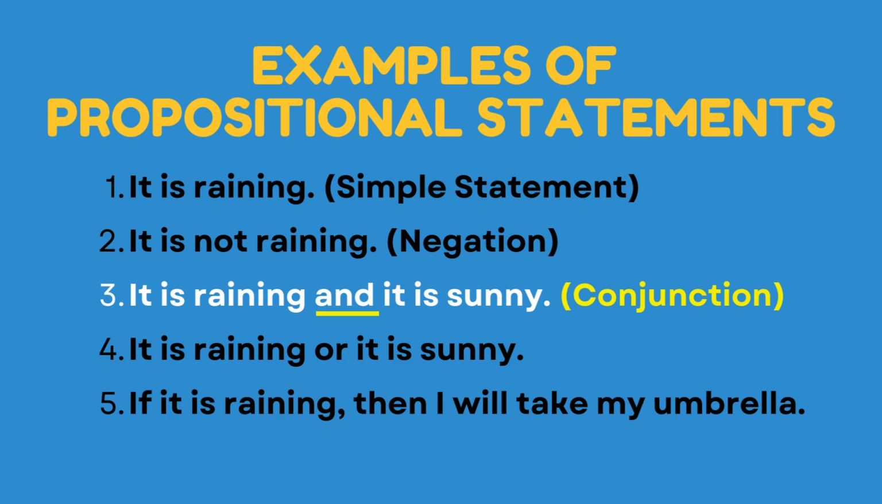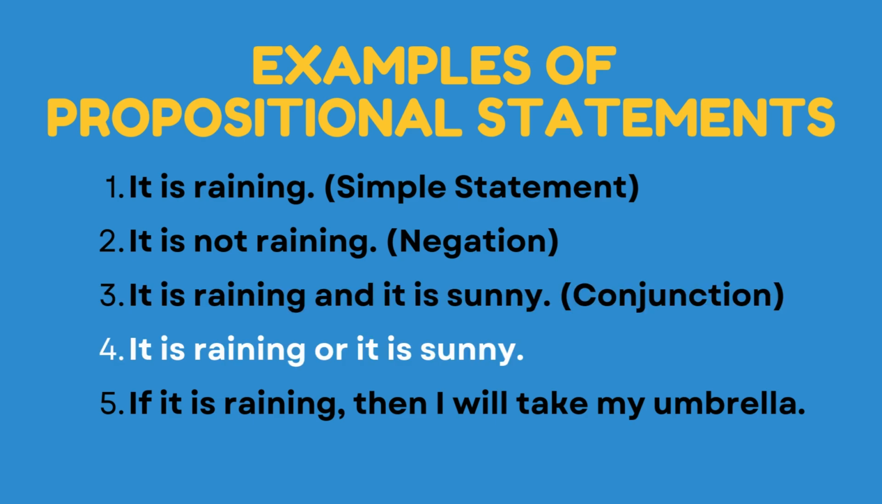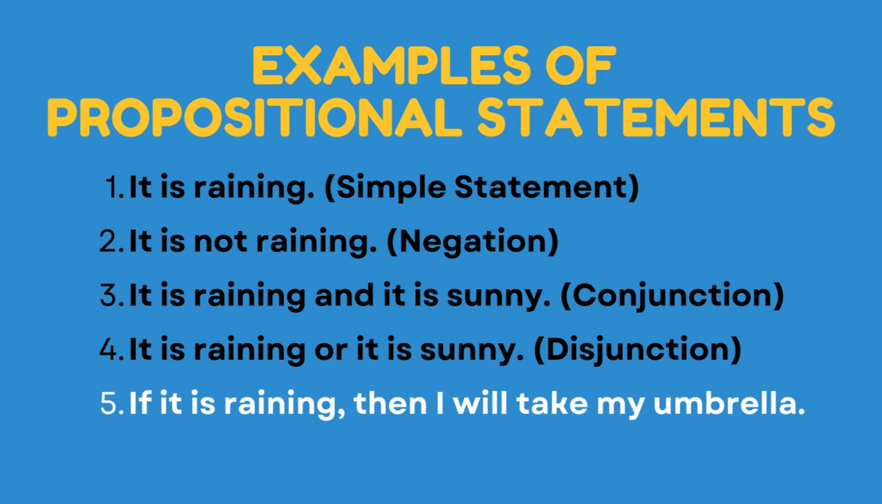A third type of propositional statement asserts that one or another thing can be the case, such as statement 4, it is raining or it is sunny. This kind of propositional statement is called a disjunction. A final type of propositional statement asserts that if something is or is not the case, then another thing is or is not also the case, like the fifth statement, which asserts that if it is raining, then I will take my umbrella. This type of propositional statement is called a conditional statement.